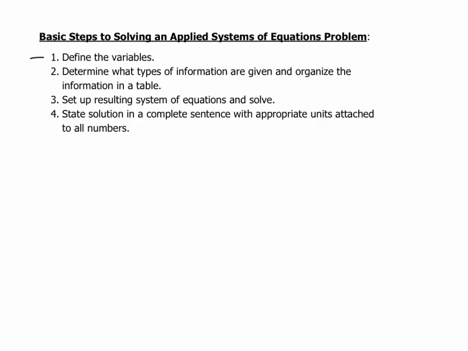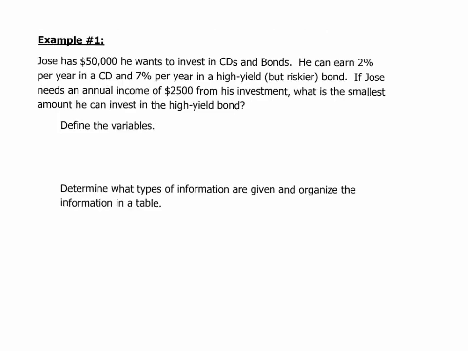The first thing I want to do is define the variables. It might seem like this isn't important, but it is really, really important. Once we define the variables, we're going to determine what types of information we're given and organize it in some sort of fashion. I like to put it in a table. Next, we're going to write the system of equations and use one of our methods to solve, either elimination or substitution in this video. And finally, we'll state our solution in a complete sentence with appropriate units attached to all numbers. Let's look at this first example.